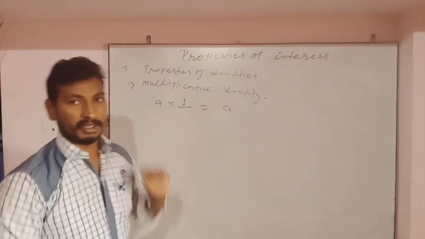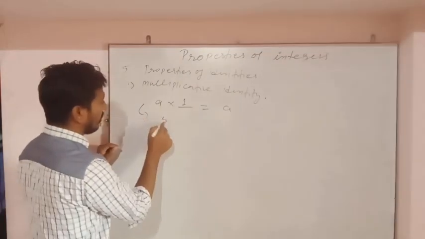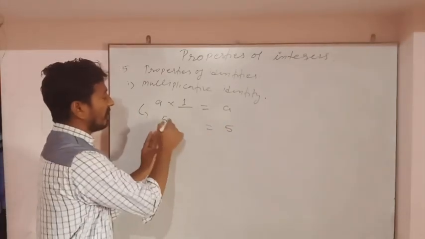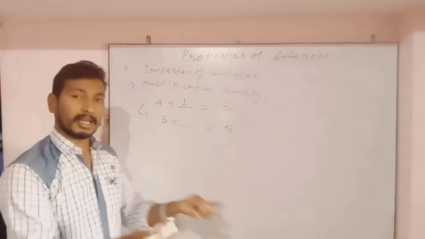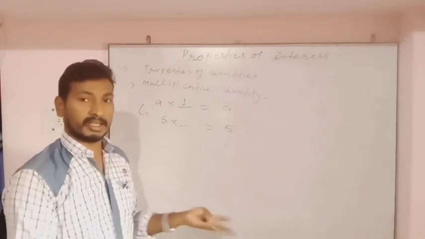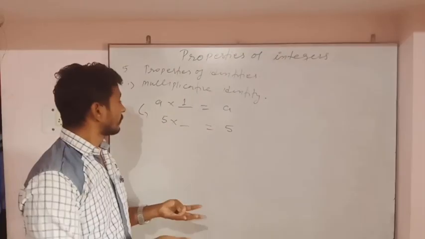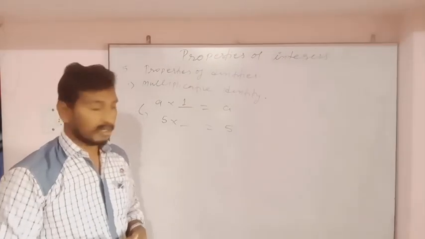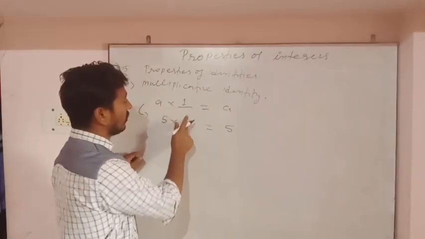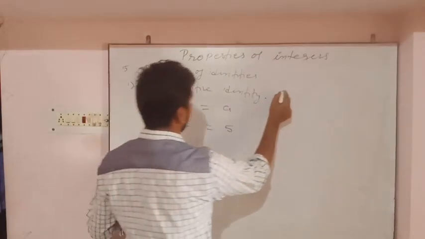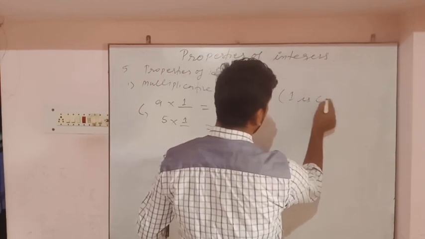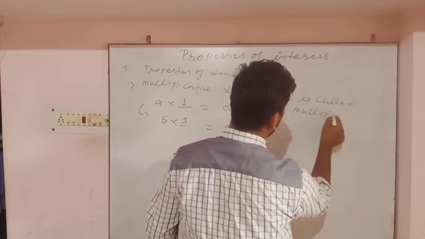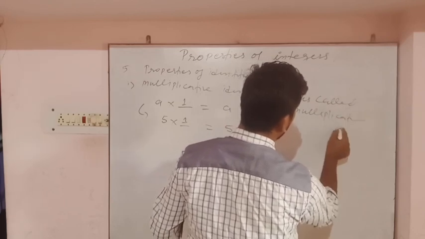A into 1 is A. For example, you are given 5 and you are asked to get 5 by multiplying this 5 by any other integer. So by what number should you multiply? 1. So this 1 is called multiplicative identity.